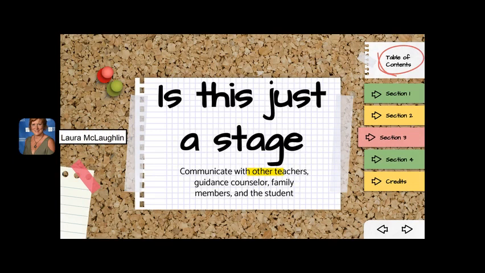Is this just a stage? A lot of times I would tend to hope that something is a stage and it's going to pass by. But sometimes if it's consistent and things don't change, we can tell then that it's probably not a stage and we need to seek more help. So you can communicate with other teachers, the guidance counselor, family members, and of course the student.